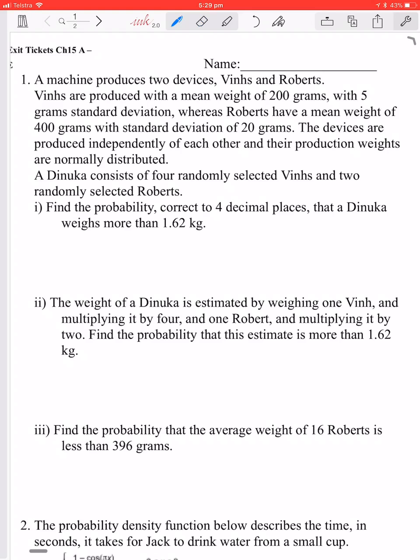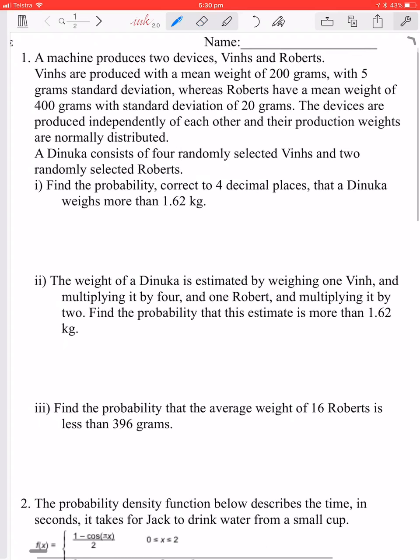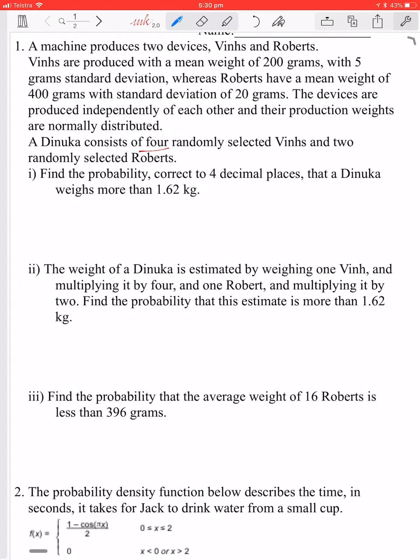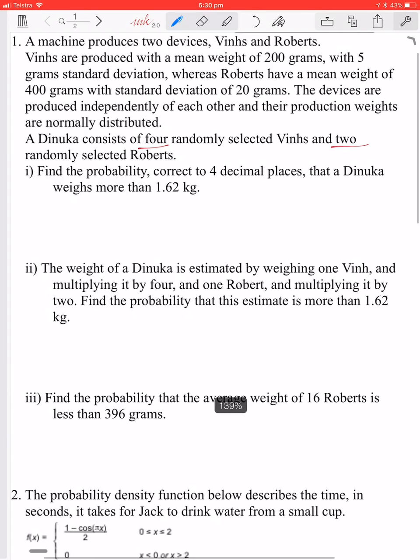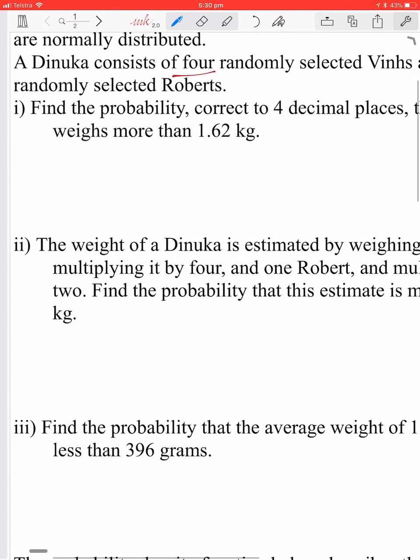So a machine produces two devices, VINs and Roberts. VINs are produced with a mean weight of 200 grams with 5 grams standard deviation, whereas Roberts have a mean of 400 grams with a standard deviation of 20. They're produced independently of each other and their production weights are normally distributed. A Danuka consists of 4 randomly selected VINs and 2 randomly selected Roberts. Find the probability, correct to 4 decimal places, that a Danuka, so the combination of these two, will be more than 1.62 kilograms.